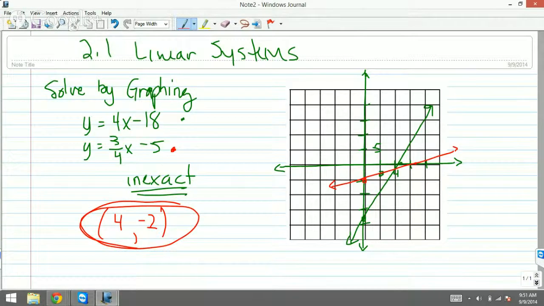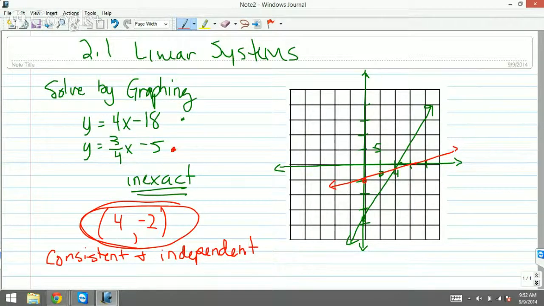This is what we would call consistent and independent. This is the book language that some of you, maybe all of you, have never heard. Why did you get 4, -2? That's where they cross. We're looking for the spot that satisfies both equations. If you plug that point in, bam, bam, both of them work.